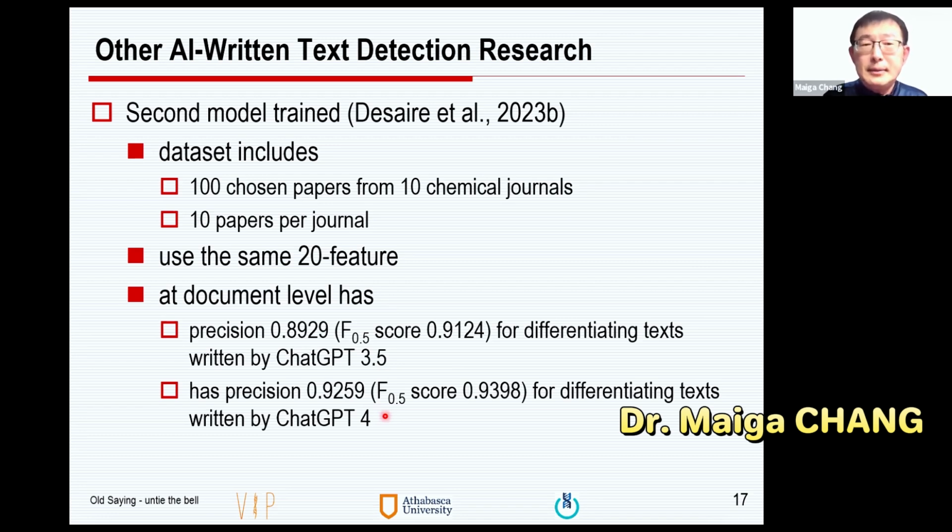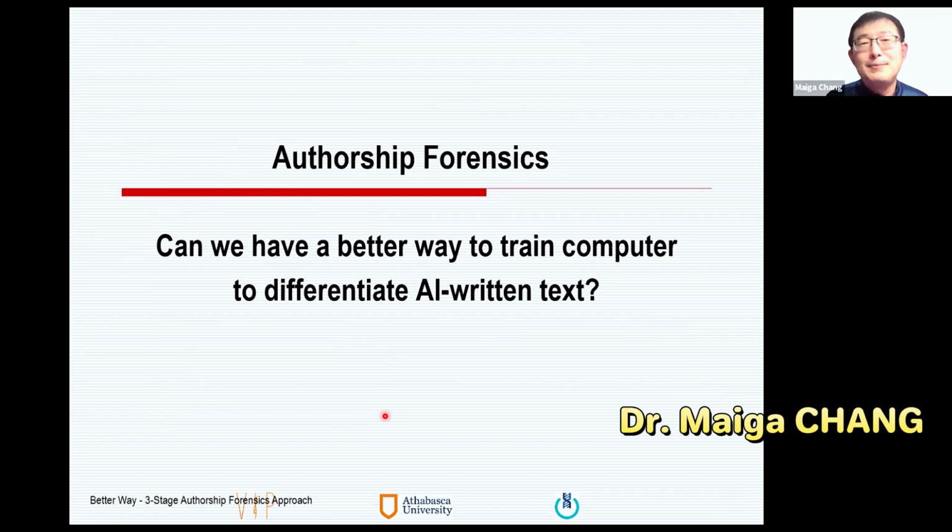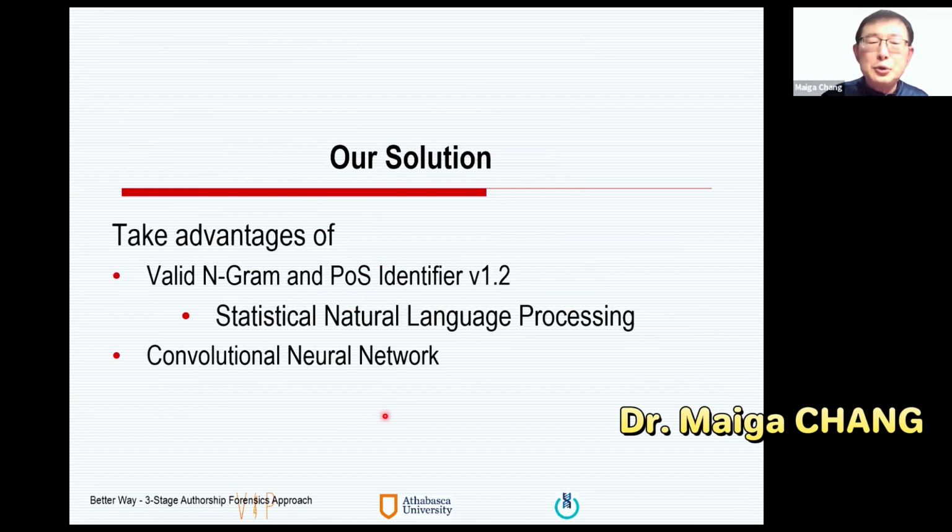So you can see this research is done by the same group of researchers. They confirm that you may not be able to use the same 20 features very easily, simply. So that is where we jump in. We say, can we have a better way to train a computer to differentiate AI-generated text? So in our methodology, we consider using so-called statistical natural language processing, which means we use numbers. And then we also use a convolutional neural network.